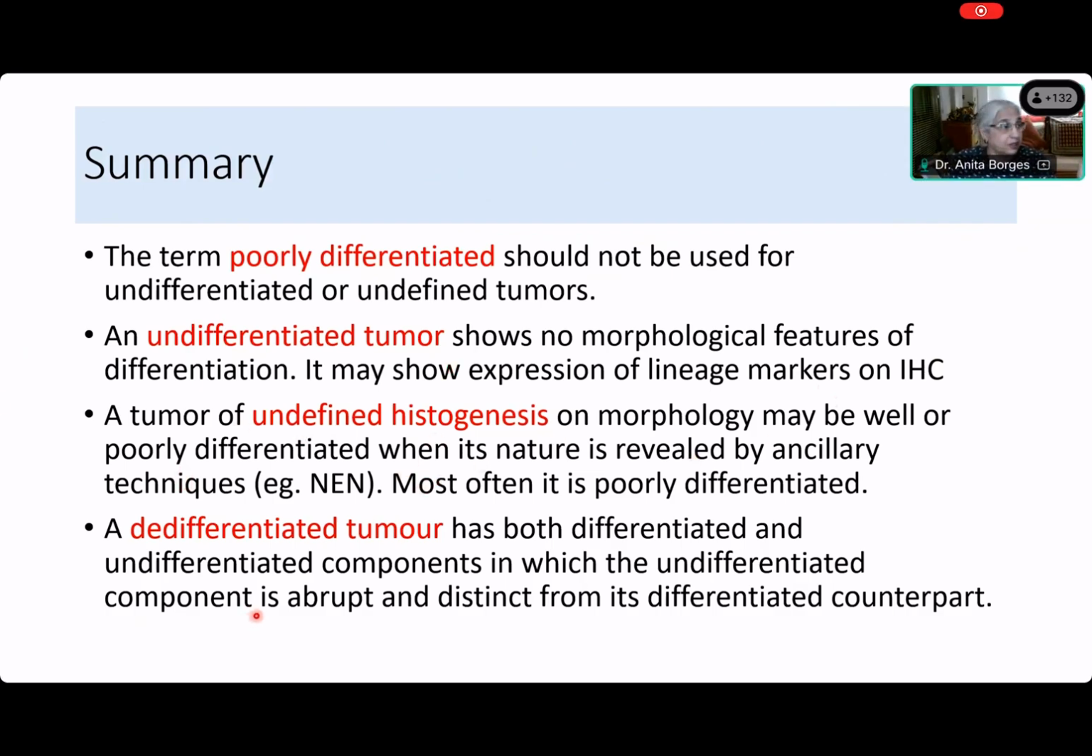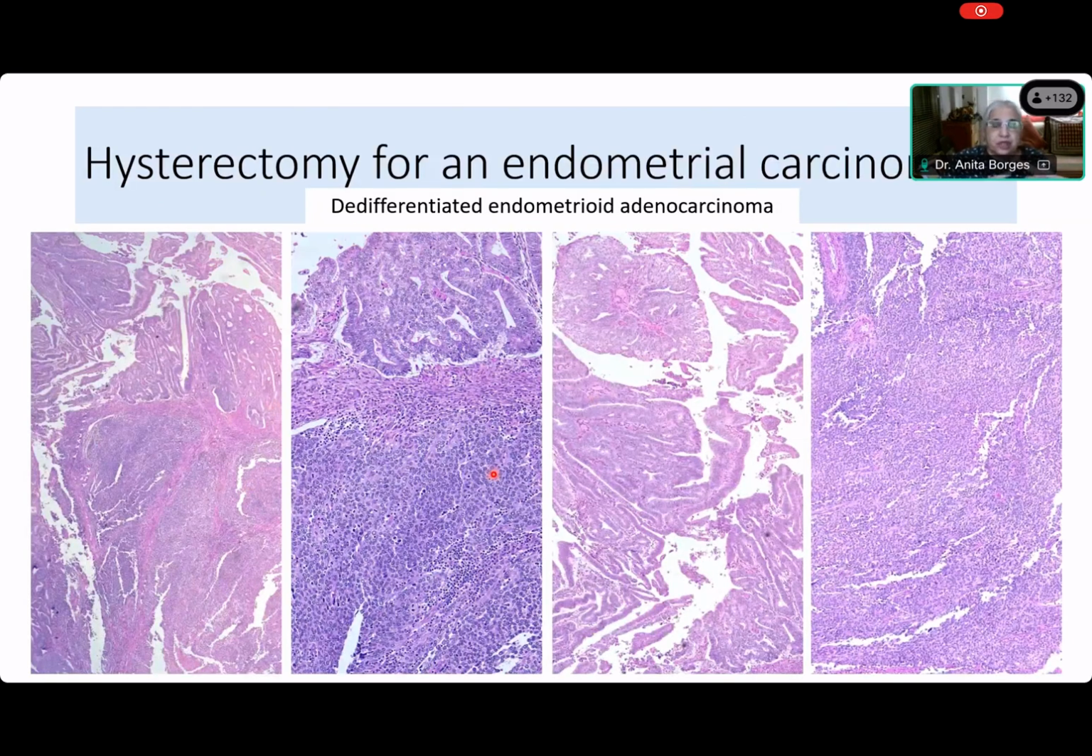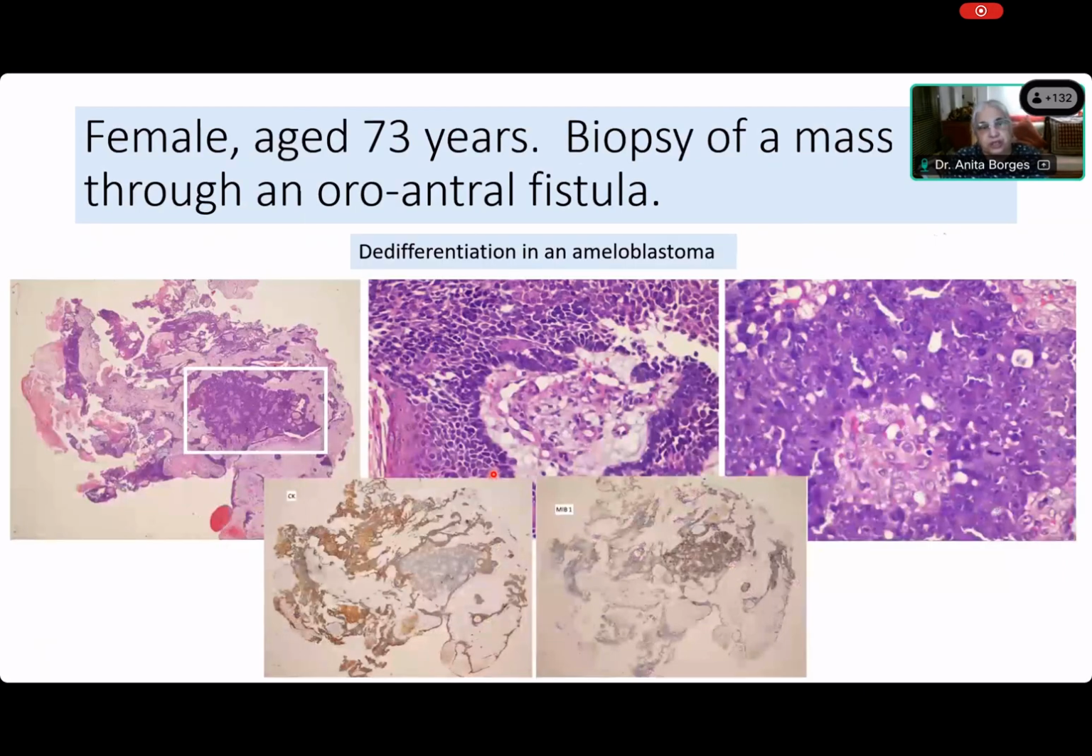It has both differentiated and undifferentiated components, in which the undifferentiated component is abrupt and distinct from its differentiated component. You saw that in the endometrial tumor. See, abrupt. It doesn't really normally get admixed. The carcinosarcomas, yes, but this kind of dedifferentiation is not seen. You can see this abrupt differentiation that you would like to see.